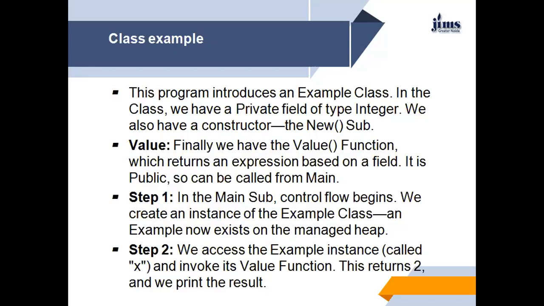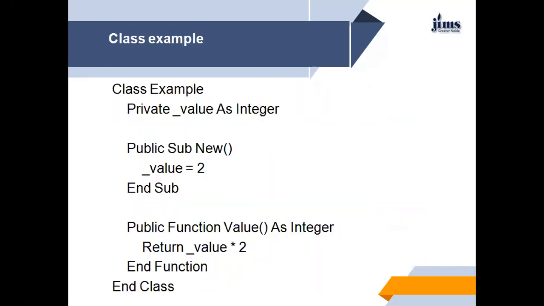Let's see. This is the class example. Private underscore value: we have taken the variable name as underscore value, as an integer. So underscore value is a private variable we have defined, which is of type integer. Now public sub new, you can say we are having a constructor, underscore value equals to, now we are initializing the value of this, and end sub.